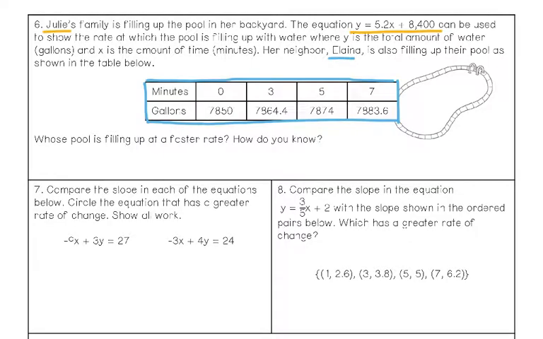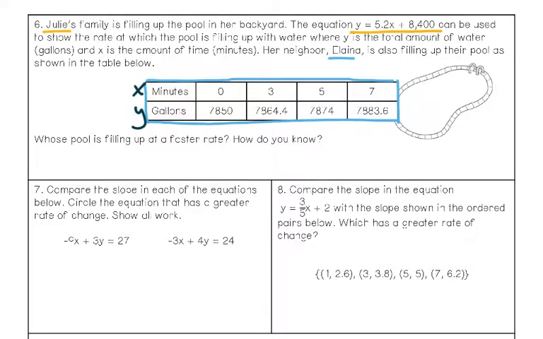And then how do we know? Let's start with Julie's equation. That's probably easier. You see a Y, you see a 5.2, an X, and an 8,400. I'm going to tell you right now that the X and the Y is the gallons and the minutes. So we're left with the 5.2 and the 8,400. Which one represents the rate of change? The rate of change for Julie is the 5.2. It's the M. It's the number that's next to the X.